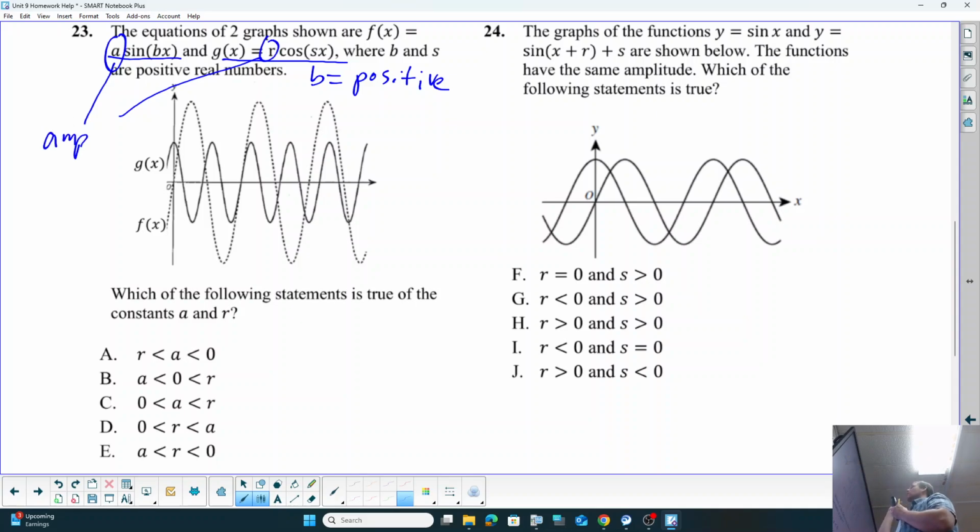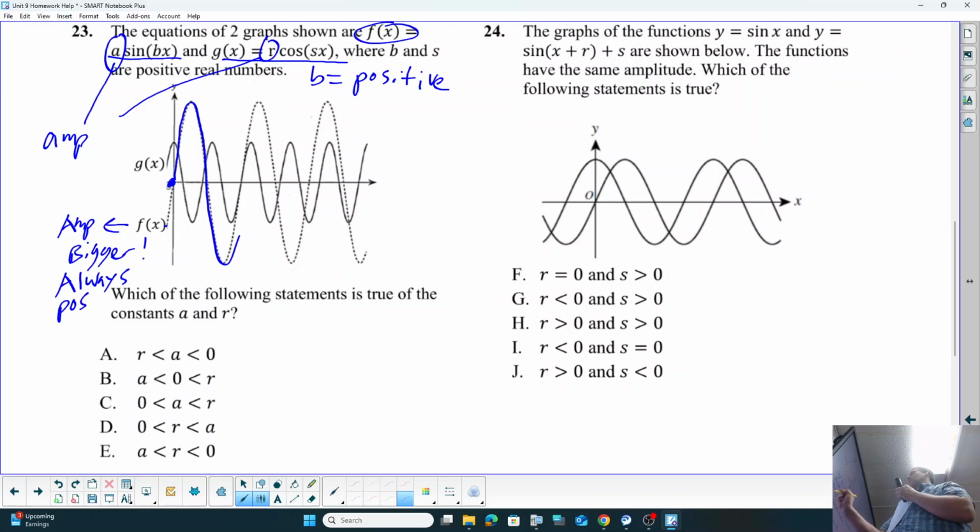The amplitude. So if we take a look at f of x first, that's this guy. It looks like this is sine, so it's going to go up and down. So that means the f of x amplitude is going to be bigger. Always positive, though. Watch out for that part. It's going to be bigger. Positive.